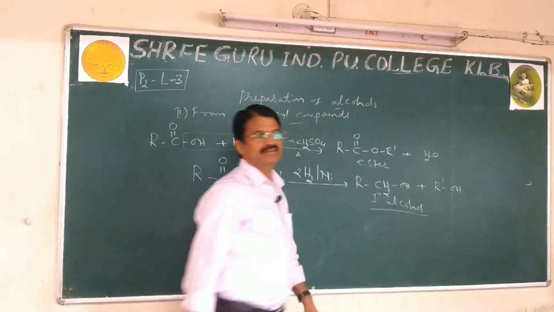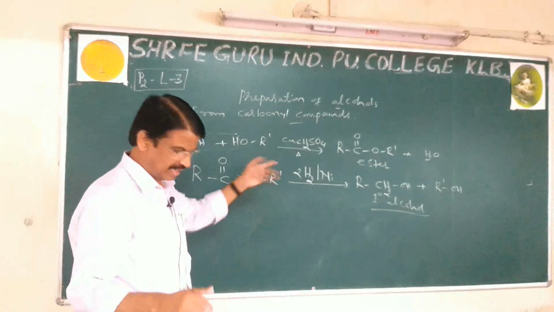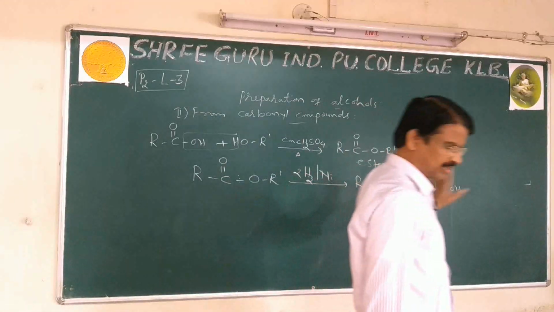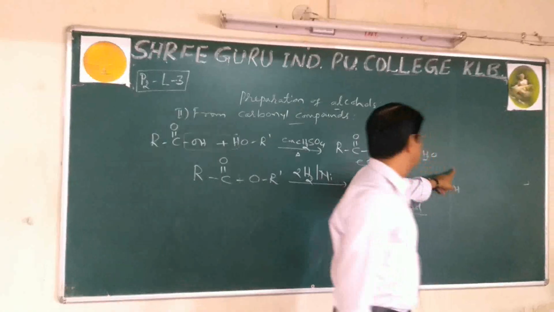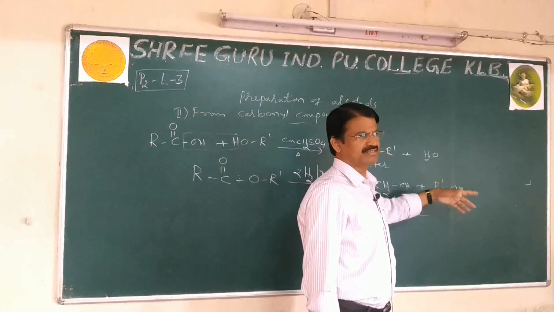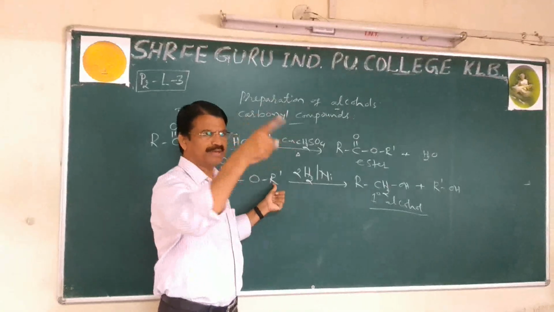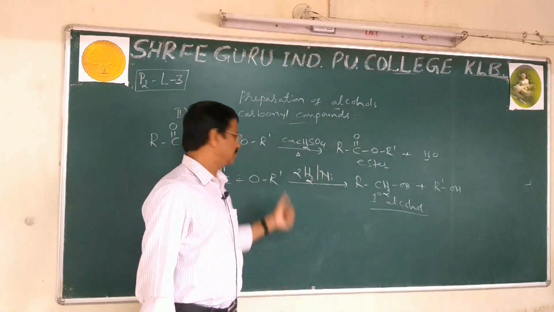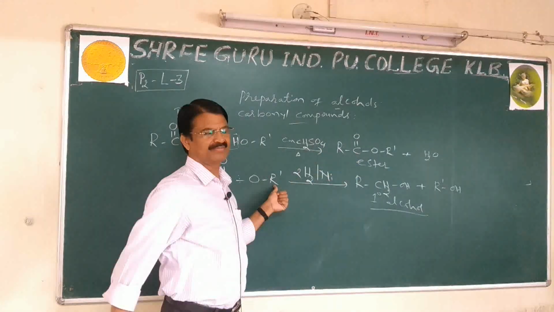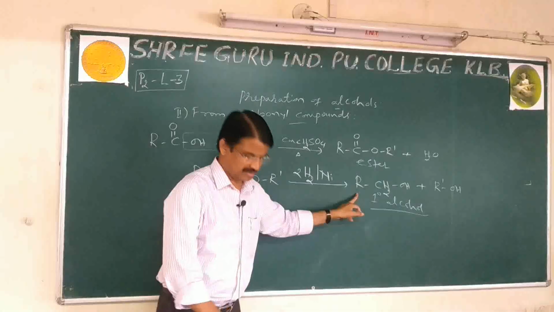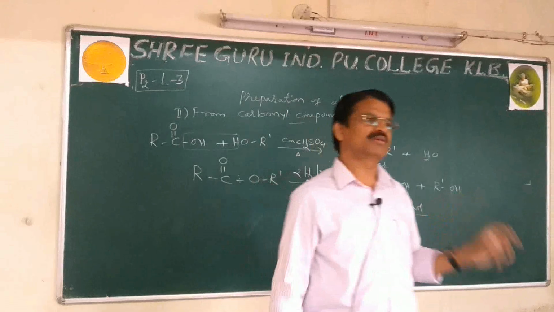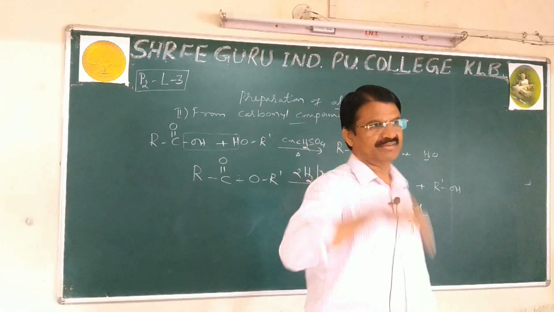Yes, it may be carboxylic acid or its derivative. We are preparing what? Primary alcohol, and this one may be different: primary, secondary, tertiary, depending upon the R group. If the R group contains isopropyl group, then we get secondary alcohol. Tertiary butyl group, tertiary butyl alcohol. Yes, but the main product formed is primary alcohol from carboxylic acid and its derivatives.